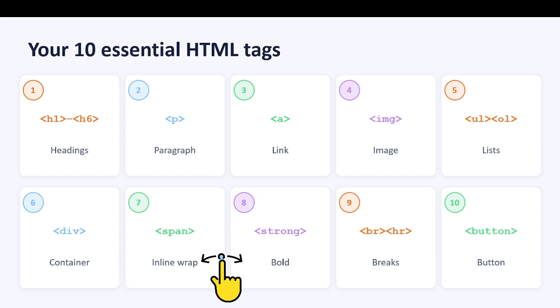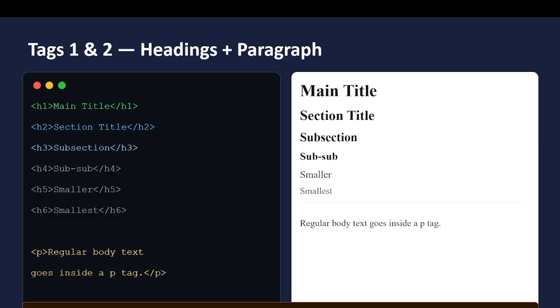Next one is span, so whenever you want to write inline wrap. So another one is strong, wherein you are going to make the text bold. BR tag to apply a break in a paragraph. And another one is the button tag, wherein you can insert a button in your HTML document. We will see the tags one by one.